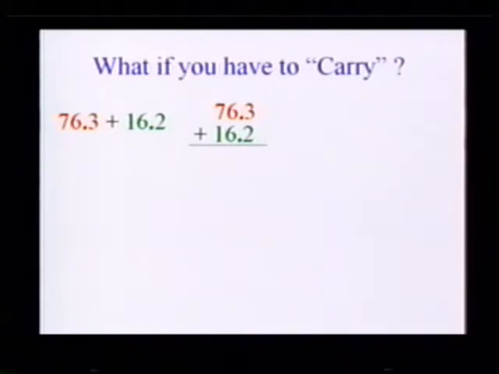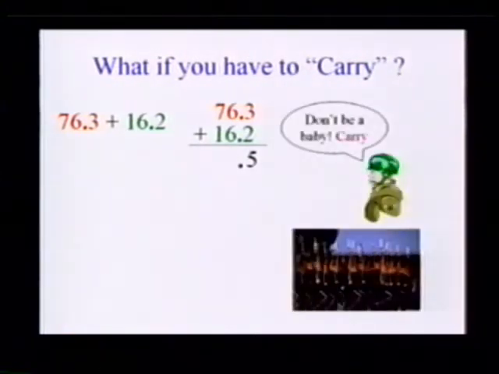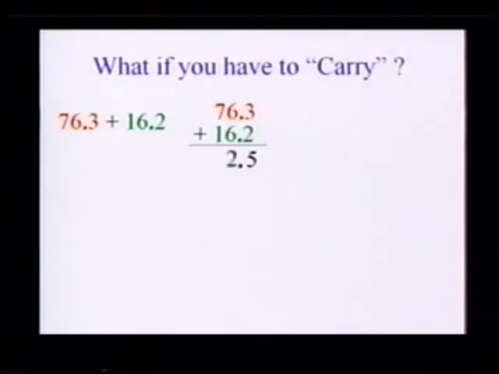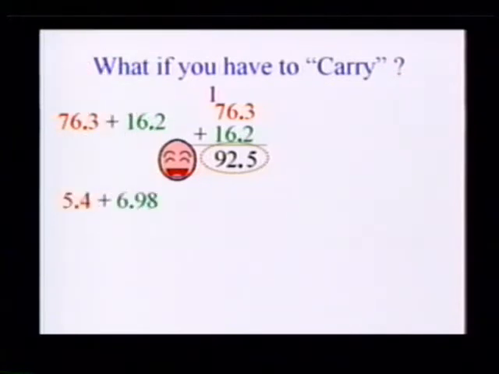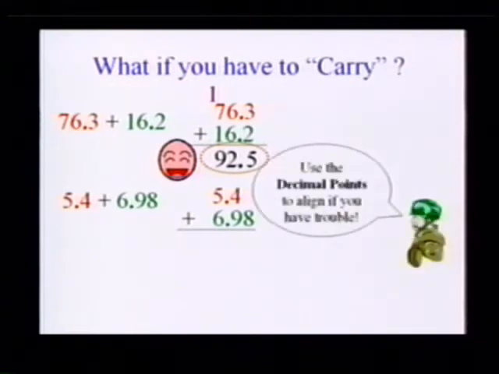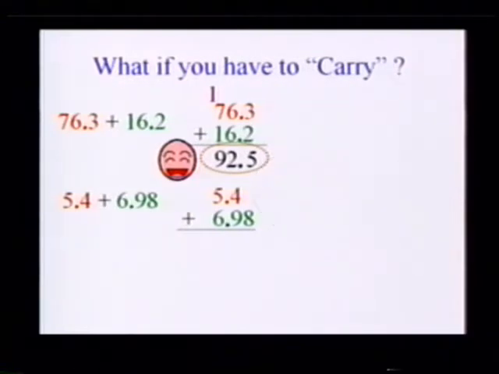Okay, let's see. 3 and 2, make 5. I didn't see any carry. Oh, here we go. 6 and 6, and just put the 2 and carry the 1. Okay, looks very similar, doesn't it? Everything adds up to 9. I got 92 and 5/10. You're absolutely correct. Now, what about this one? Line up the decimal points, no matter what, no matter how long these bad boys are. Line up the decimal points.